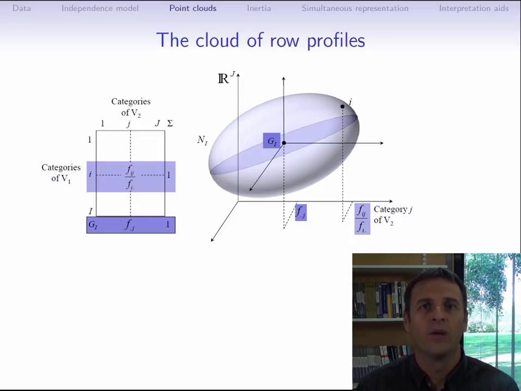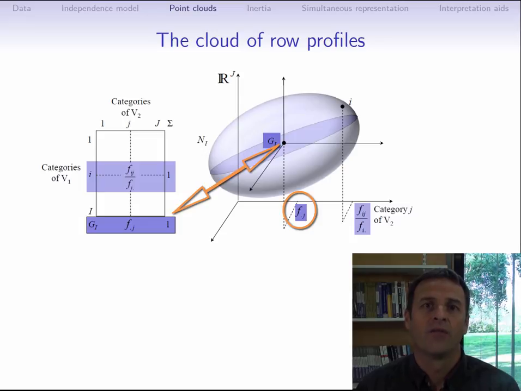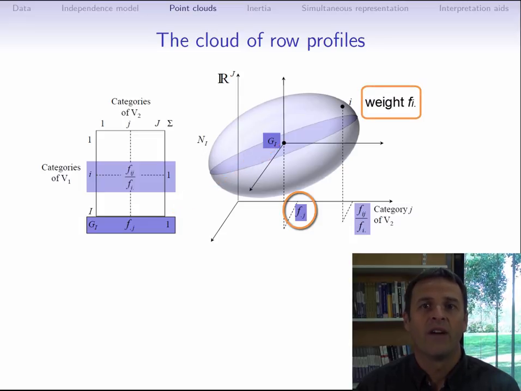To this point cloud, we can add what we called the mean profile as another point. Its jth coordinate is simply f point j. We call this G for center of gravity. In fact, G can be seen as the center of gravity of the cloud N_I as long as we associate each point i with a weight proportional to its marginal value f_i point.